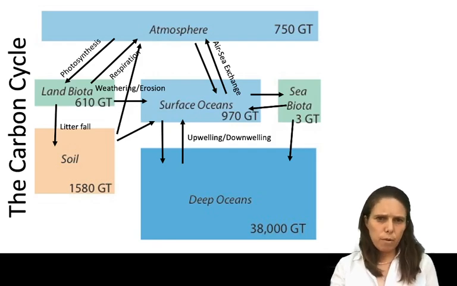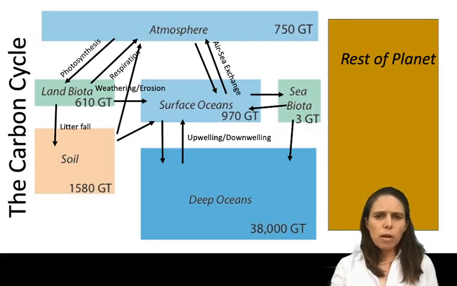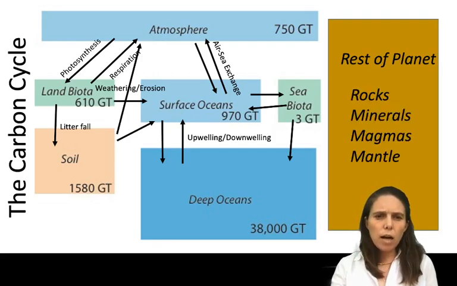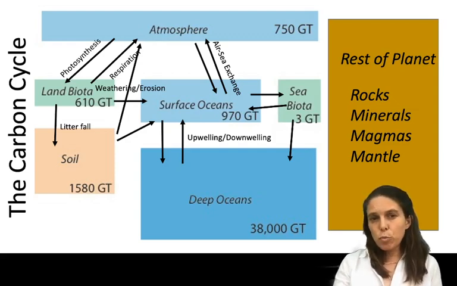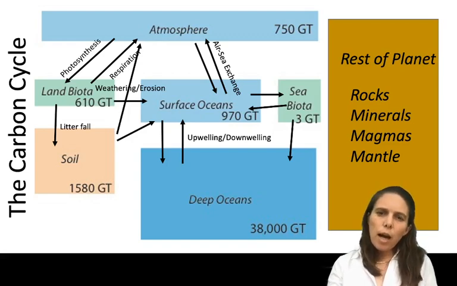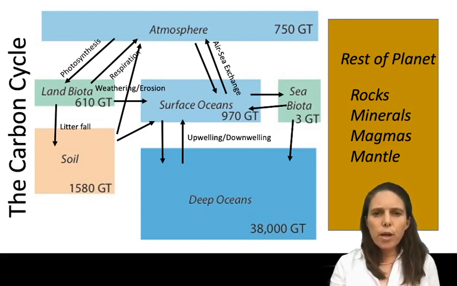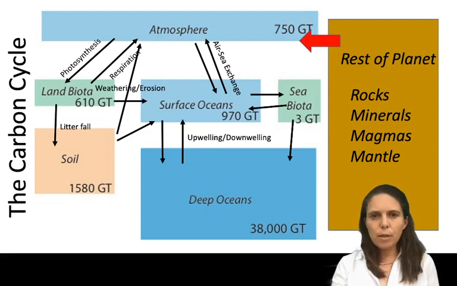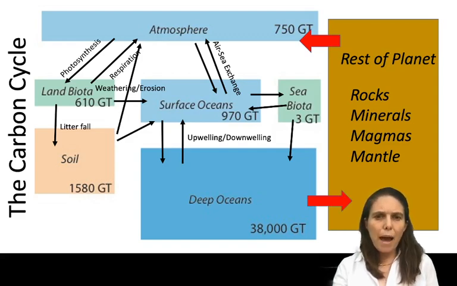There's a reservoir missing from this slide. That is the rest of the planet. And carbon on the rest of the planet is in the form of a rock or a mineral. It's in magmas and coming out of volcanoes. It's down deep in the mantle in the center of the Earth. And it turns out there's 5 orders of magnitude more carbon in the rest of the planet than there is at the surface. And what I'm particularly interested in is what brings carbon from the rest of the planet to the surface, and what takes carbon that's at the surface and returns it into a rock or a mineral or back into the mantle.